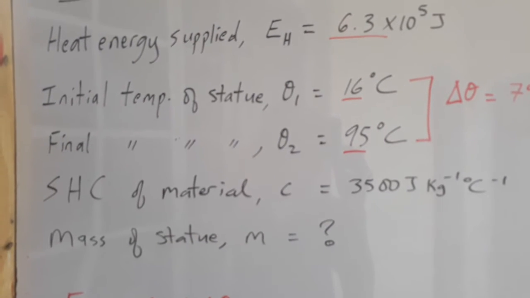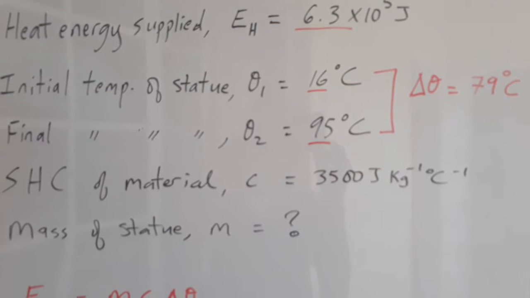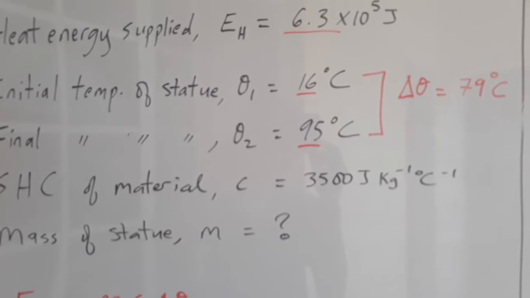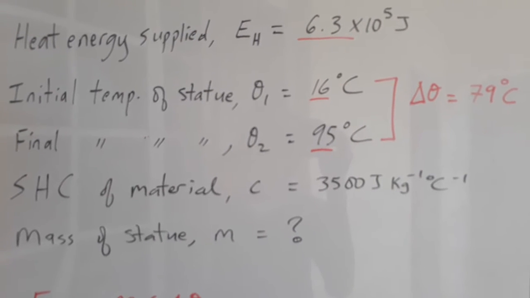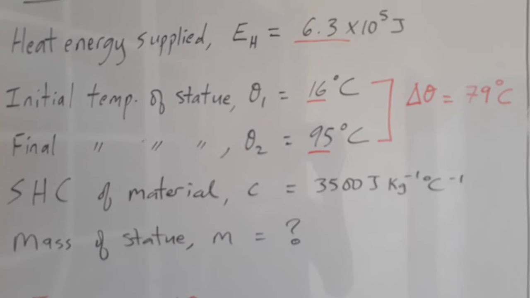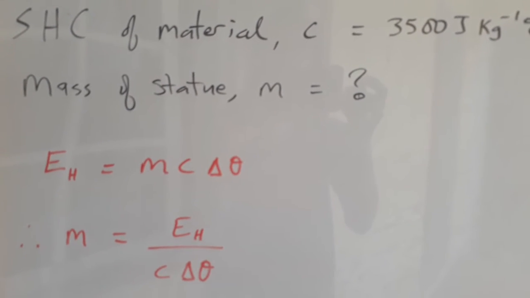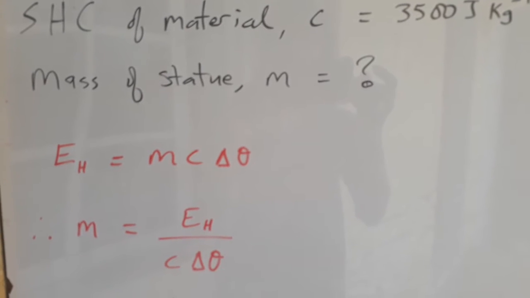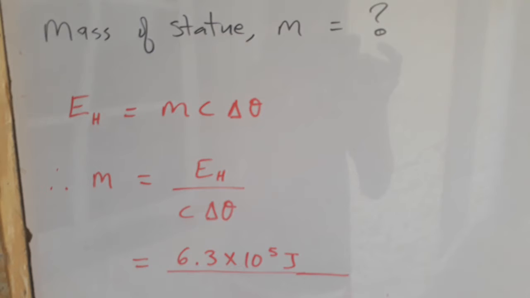The specific heat capacity of the material of the statue is 3,500 joules per kilogram per degree Celsius. And the mass of the statue, that's what we want to find out. So we write our heat equation again. E_H is equal to m c delta theta. Substitute for m in the equation.